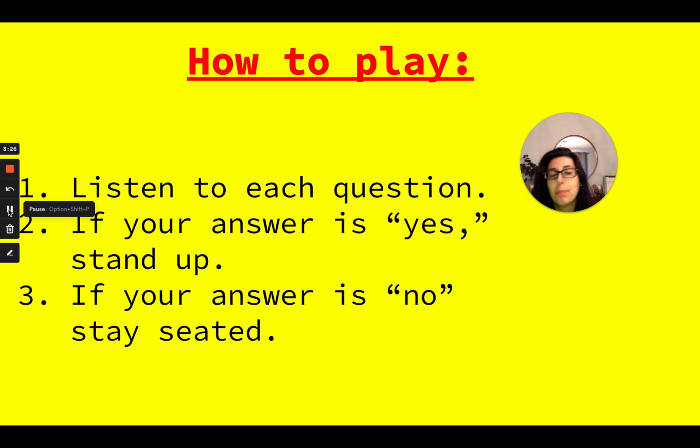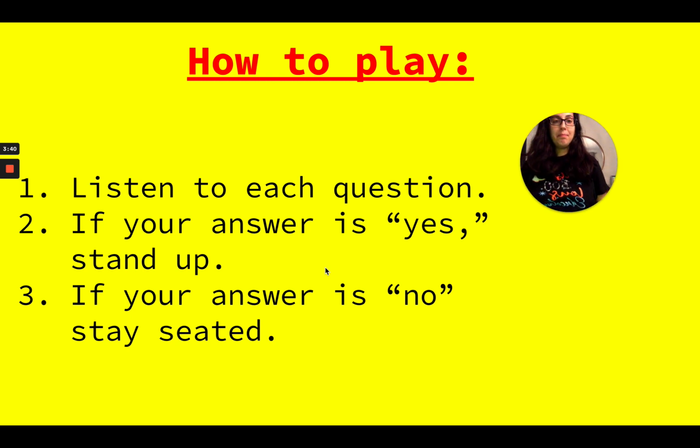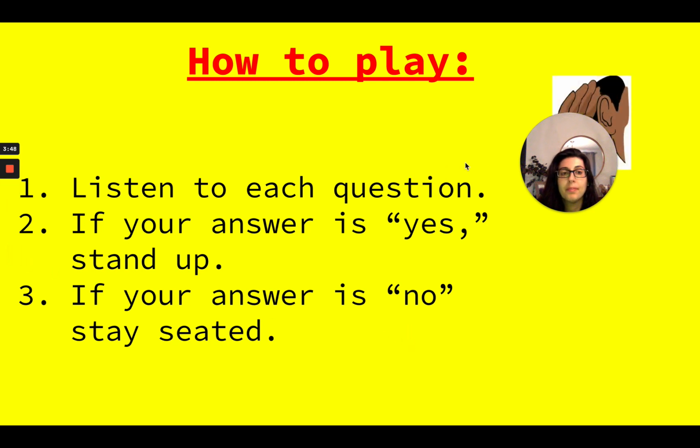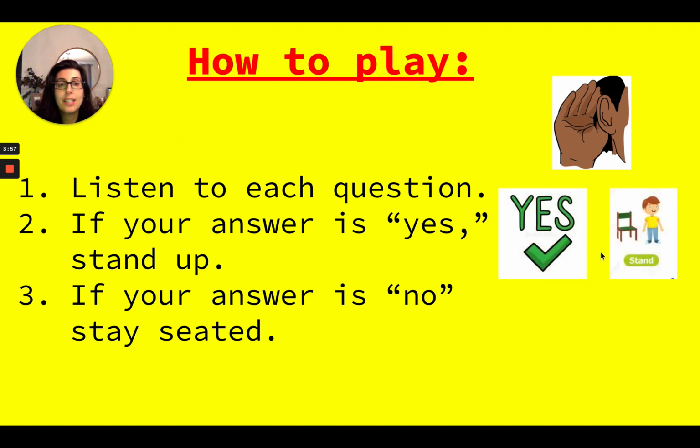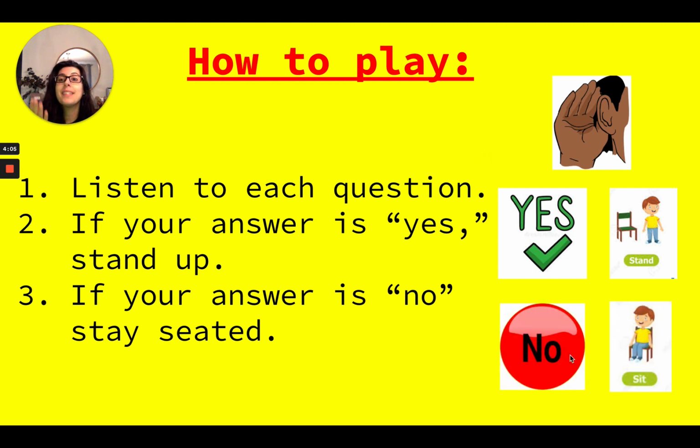So here's how the game is played. You're going to listen to each question. There will be 10 different questions. If your answer is yes, you're going to stand up. If your answer is no, you will stay seated. So let's just go over the rules one more time. You're going to listen to each question. If your answer is yes, what do you do? Stand up, that's right. And if your answer is no, you sit down.